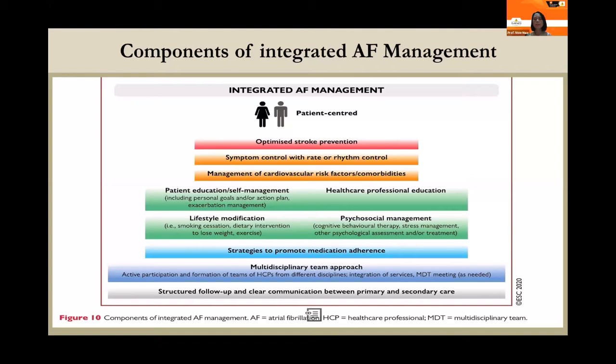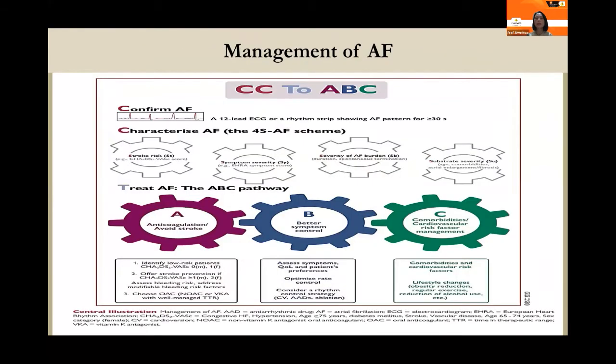So the multidisciplinary team approach is very important, and then structured follow-up and clear communication between the primary and secondary care physician are very important for the optimal management of the patient with atrial fibrillation. So the 2020 ESC guideline mentioned the CC to ABC. What is the CC to ABC?